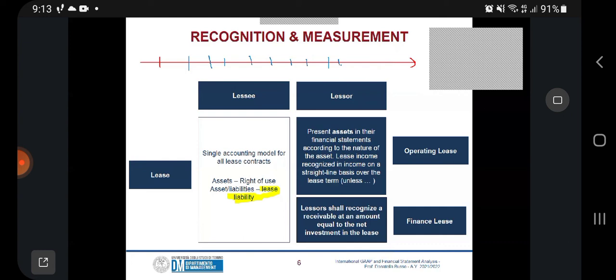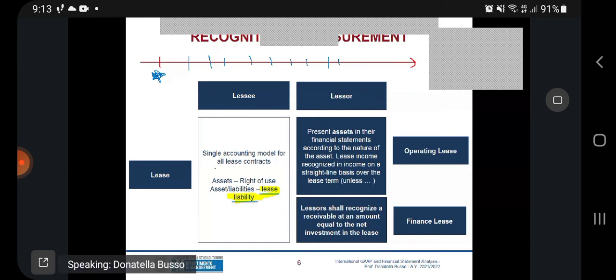And if you have an obligation to pay, this means that here at the beginning, at the inception, you have to recognize a lease liability. Because I repeat again, by signing the contract, you have a commitment. You are committed to pay the future installments. So this means that you have a debt. This clear for everybody?